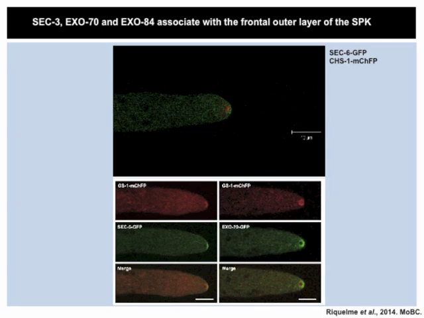And you can see that better here in this movie of Sec6 and chitin synthase 1, in which maybe you can only see sometimes a bit of yellow of one of the vesicles that is reaching the apical bit of the cell.